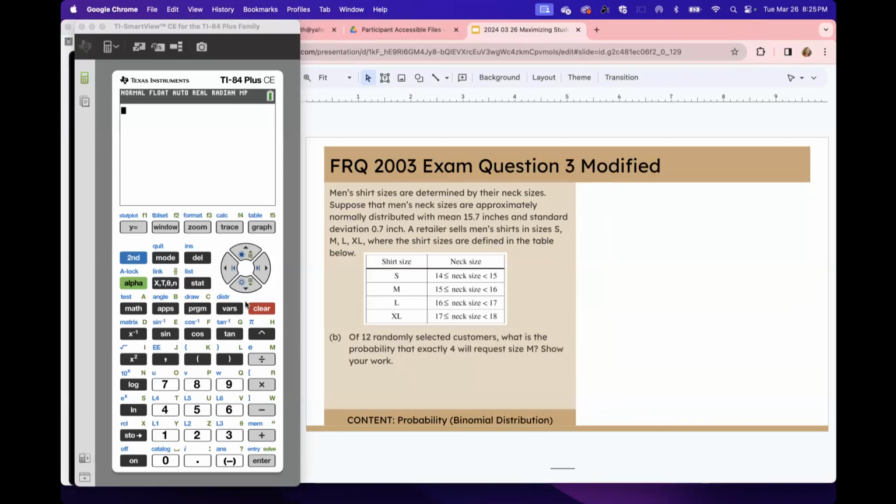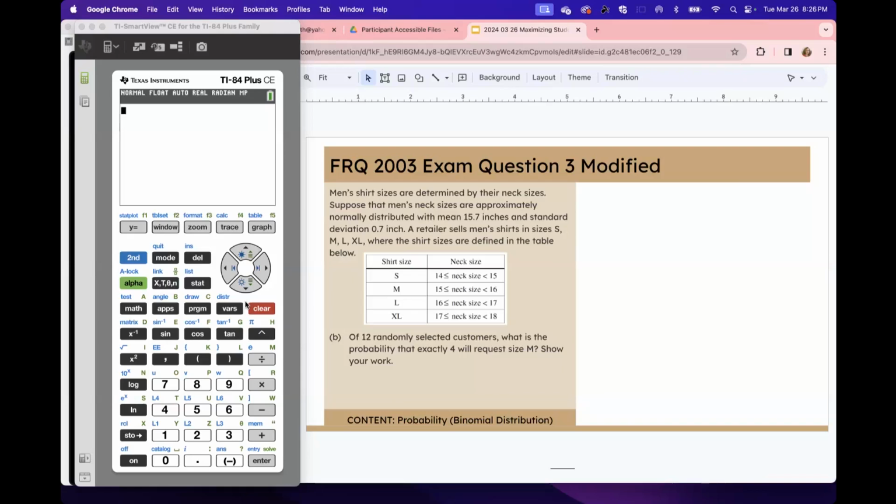So part B says, of 12 randomly selected customers, what's the probability that exactly 4 will request size M, medium? Show your work. Some questions say to show your work and some don't, but kids have to know they're supposed to show their work whether it says that or not. The very beginning of the free response section says show all your work. It's nice that they reminded us.